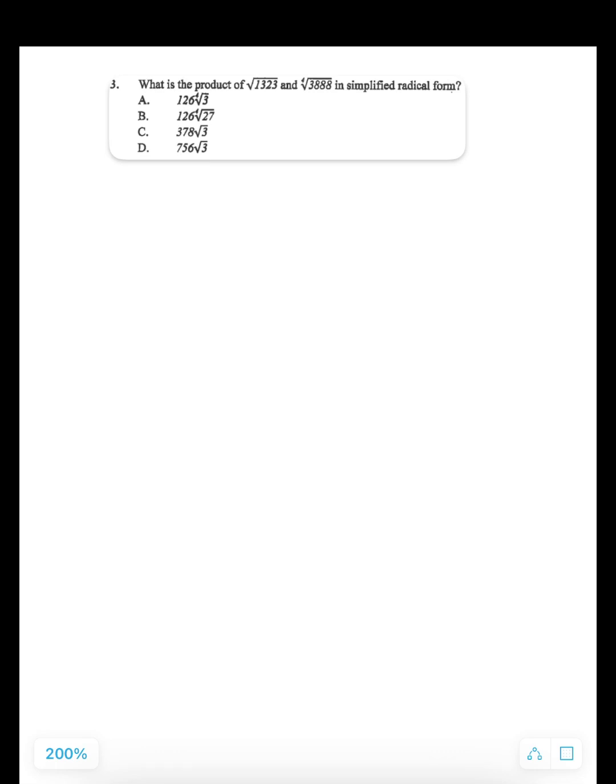Right, we're now to question 3 of 2024 district. What is the product of the square root of 1,323 and the fourth root of 3,888 in simplified radical form? We have all our options there of all our different roots.